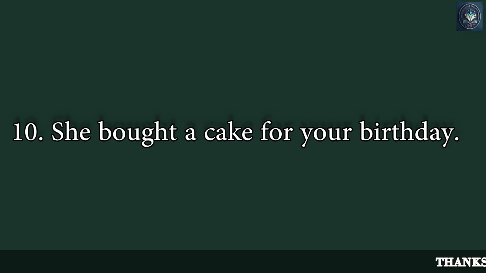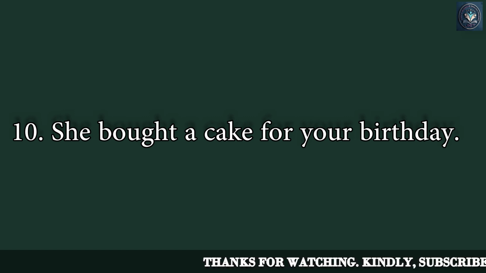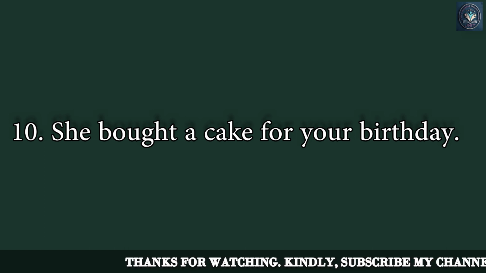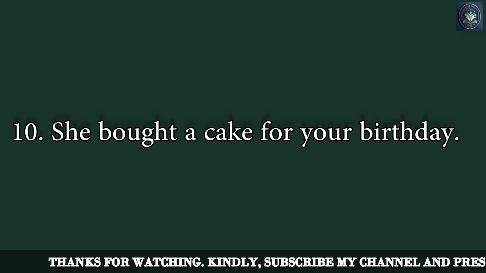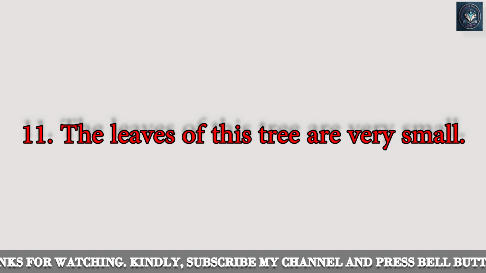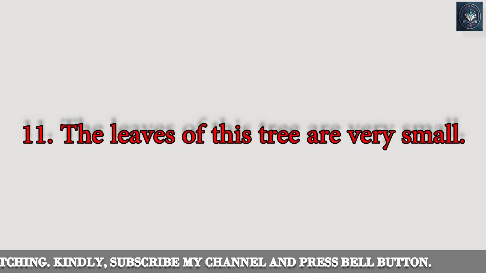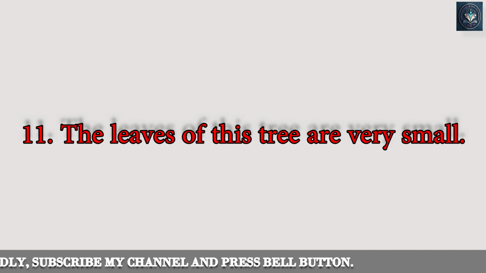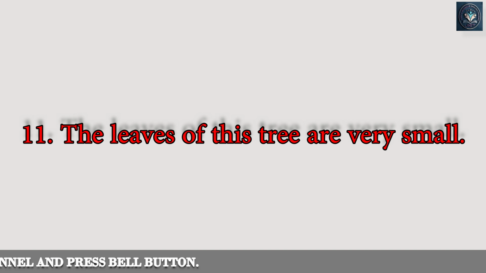10th. She bought a cake for your birthday. In this sentence, your birthday is a direct object which is governed by the preposition for. 11th. The leaves of this tree are very small. In this sentence, this tree is the object which is governed by the preposition of, and this is a direct object.